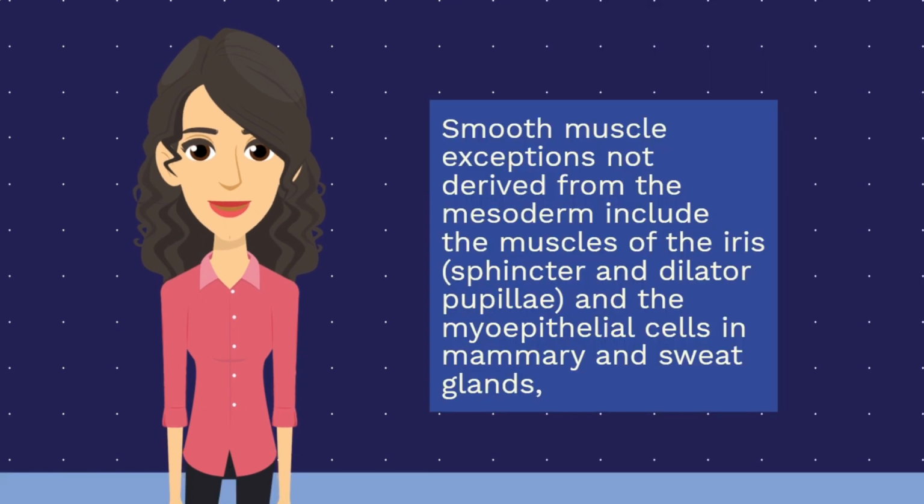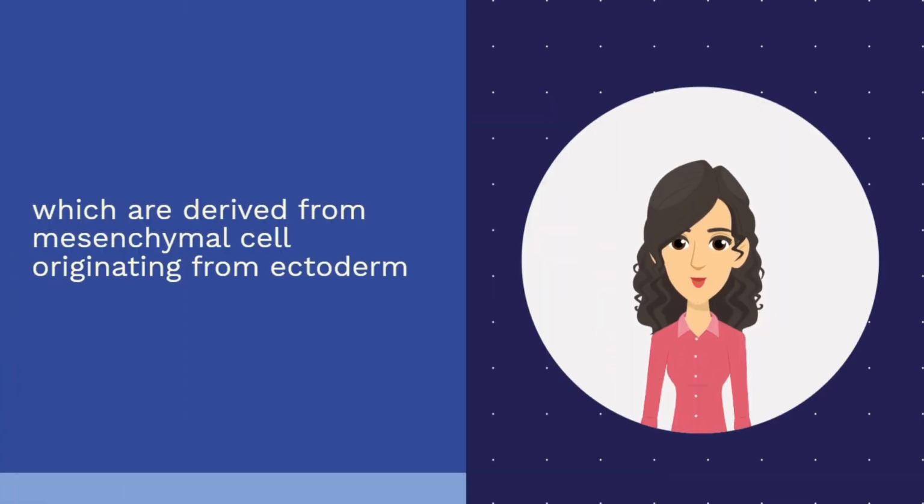Smooth muscle exceptions not derived from the mesoderm include the muscles of the iris, sphincter and dilator pupillae, and the myoepithelial cells in mammary and sweat glands, which are derived from mesenchymal cells originating from ectoderm.